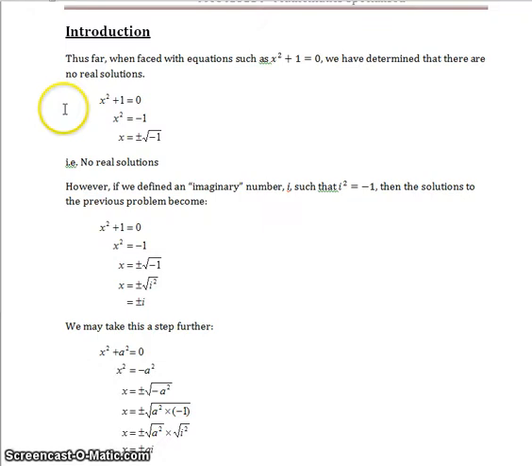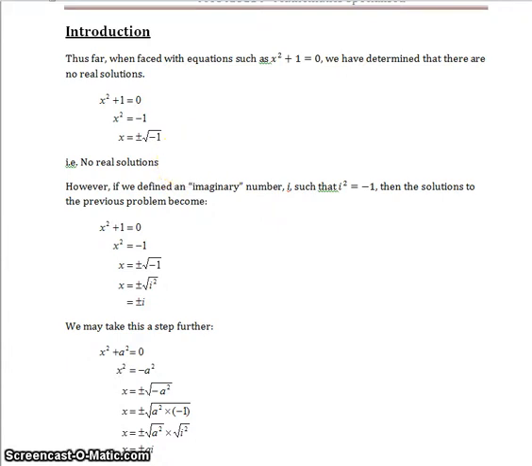And then in order to find x, we would square root both sides, and so we have x equals plus or minus the square root of negative 1. And so we'd think to ourselves, hang on, we can't find the square root of negative 1 because we can't square any number that I know to get a negative answer. So we'd say there's no real solutions. And that's true, there are no real solutions.